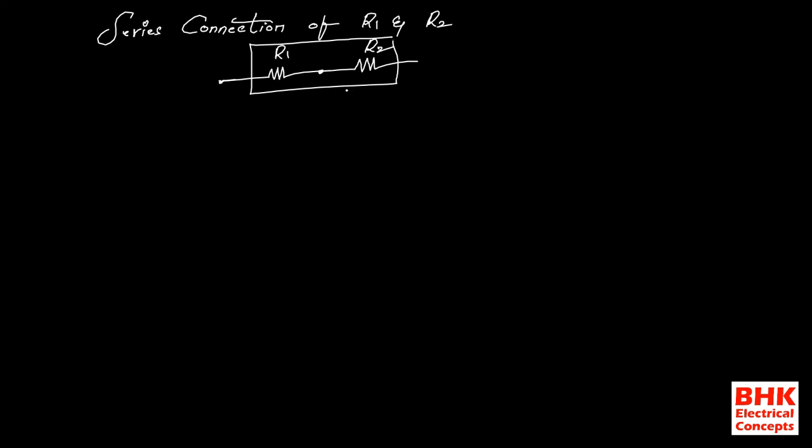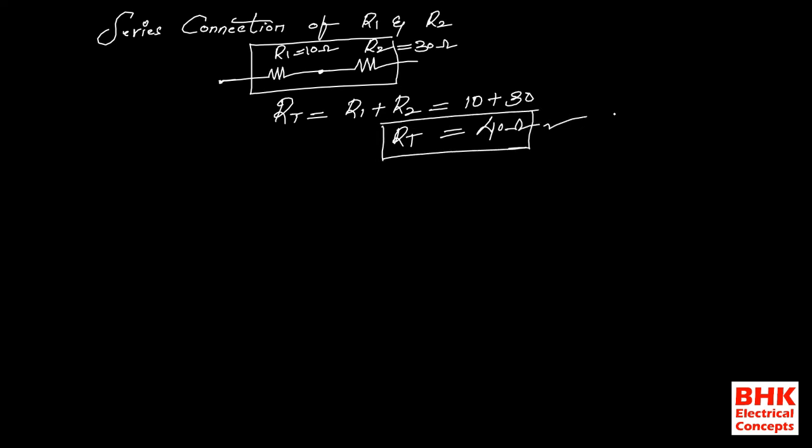Now the question is, what is the resultant of these two? For example, R1 is equal to 10 ohms and R2 is equal to 30 ohms. Then how to find the equivalent? Equivalent means total resistance. If both are connected in series, we can directly add these two values. So total resistance RT is equal to R1, 10, plus R2, 30. Then we get the total resistance equal to 40 ohms. So like this we find the total resistance of the series connection of R1 and R2.